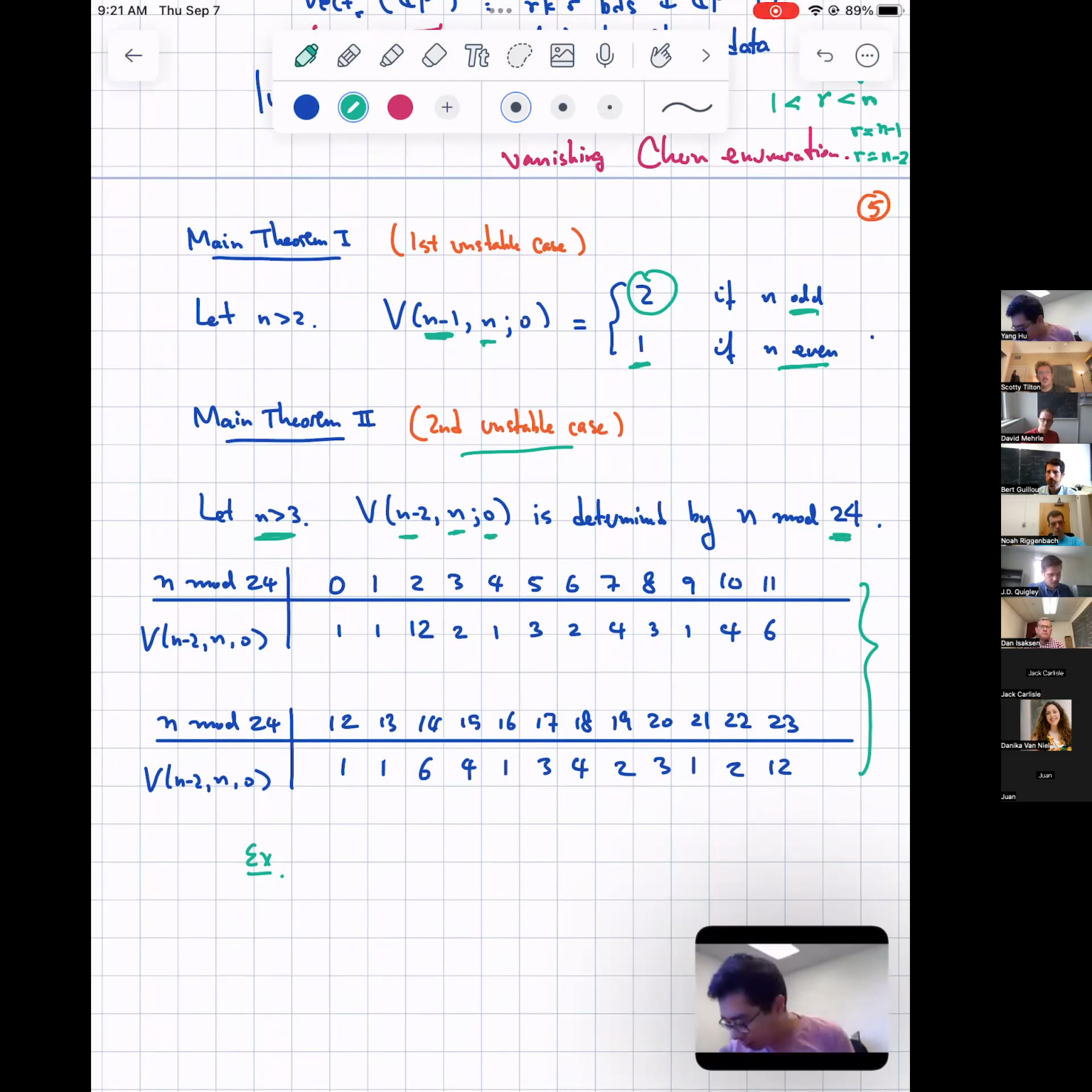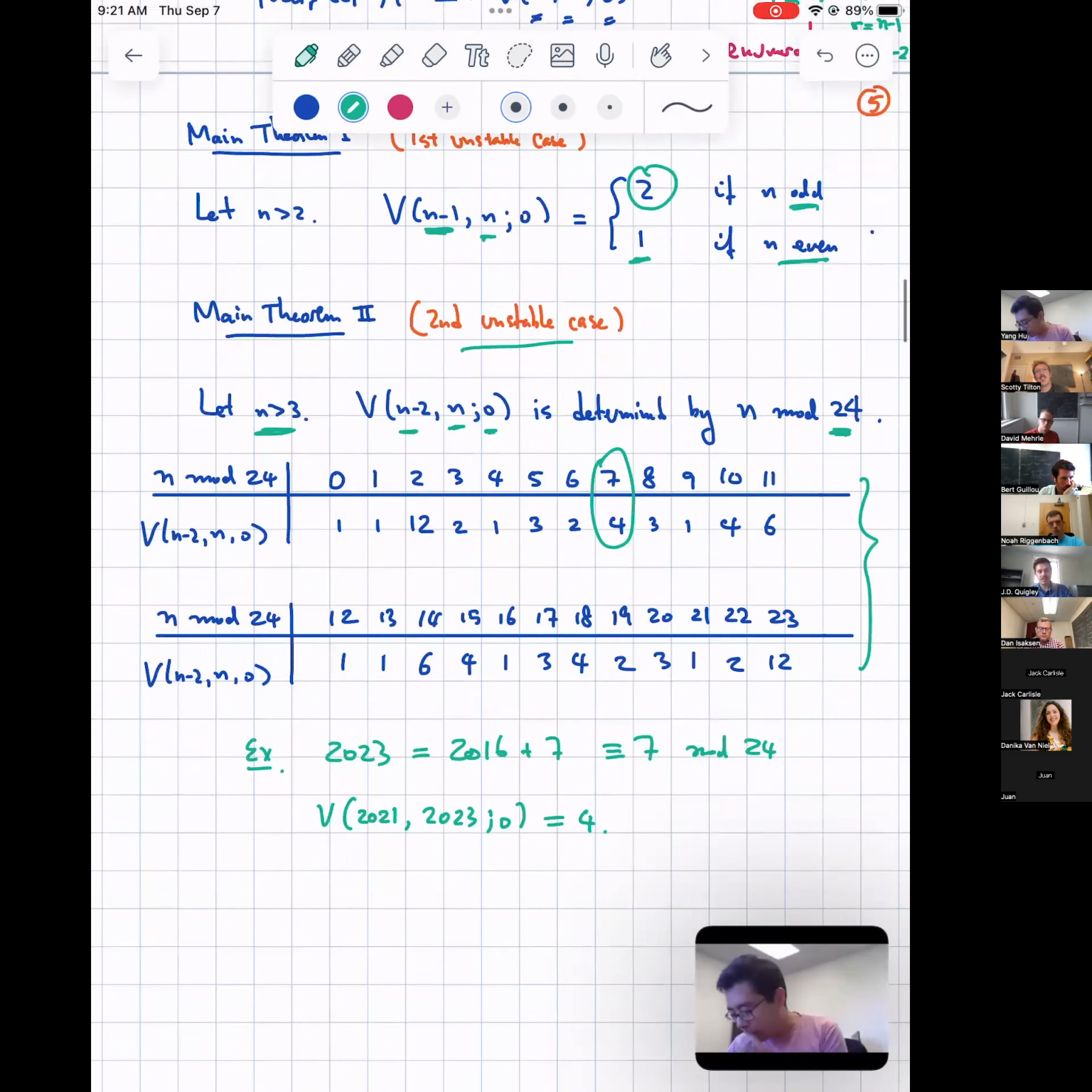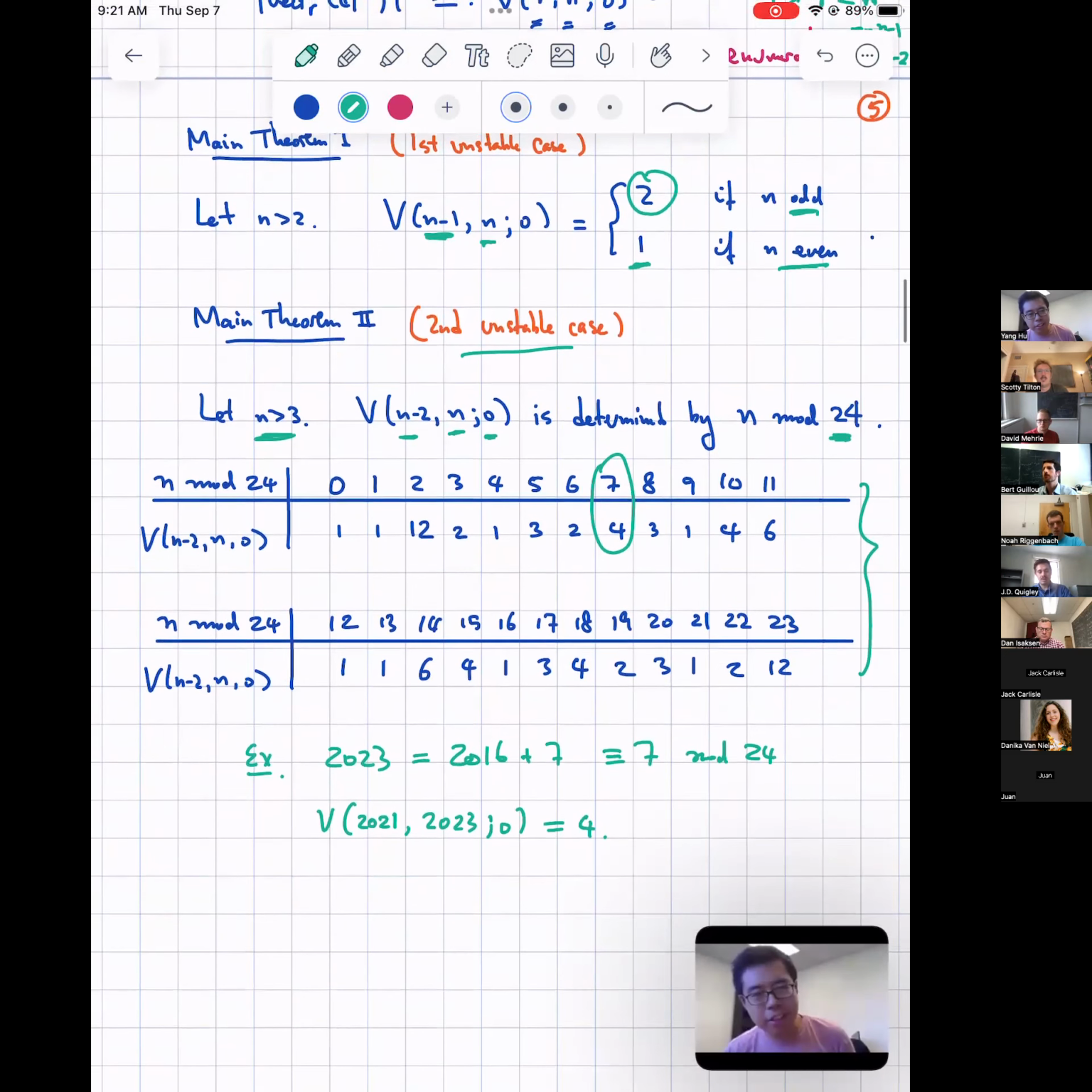So let's do a quick example. For example, 2023 is 2016 plus 7. So this is 7 modulo 24. And this result is saying that there are exactly 4 rank 2021 bundles over CP^2023 whose Chern classes vanish. Of course, one of them is trivial, so we have 3 non-trivial rank 2021 bundles over CP^2023 with vanishing Chern classes. So we have measured the failure precisely. Okay, so are the results clear?